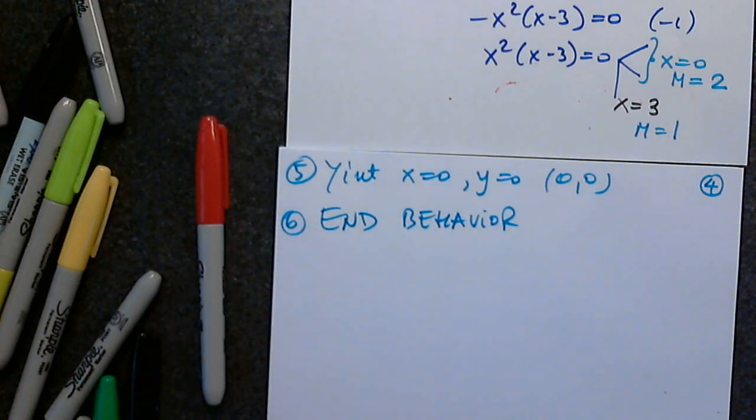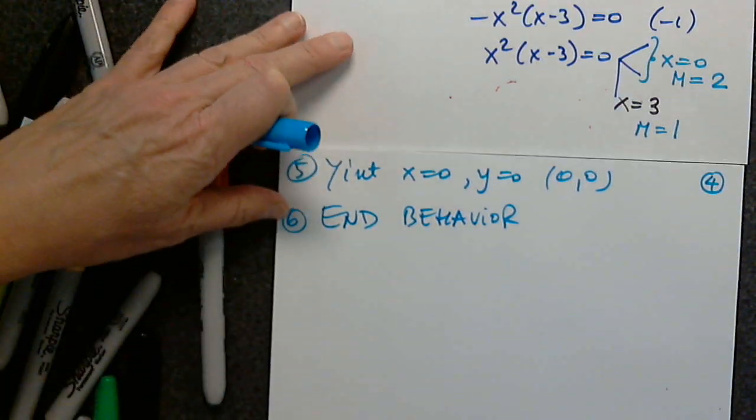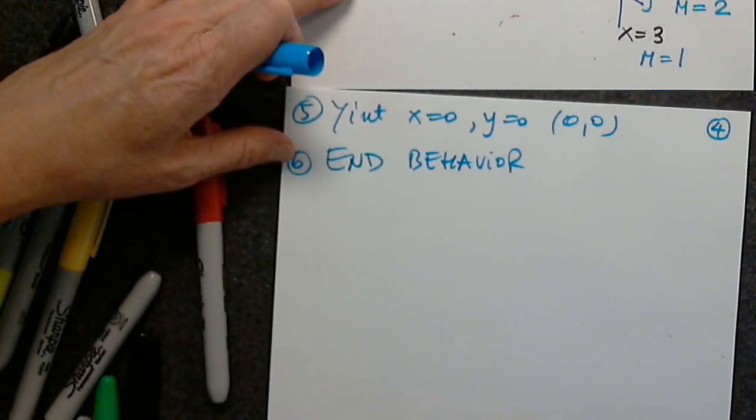For this problem, I'm listing everything step by step, but moving forward, we're going to use a chart table, and we're going to put all the information in there. Okay, so let's see what end behavior represents.